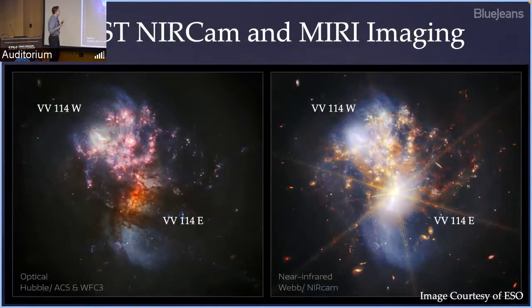Okay, so now here is some new data. On the left-hand side are the three-color HST images of the system. And now we get to show this beautiful, amazing NIRCam image of VV114. I just want to highlight that what's really shining brightly here is that essentially all of the dust in the eastern nucleus is gone. We're seeing straight through to the eastern nucleus, which is completely saturated in the NIRCam images.